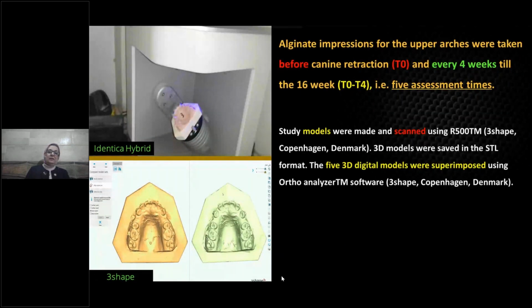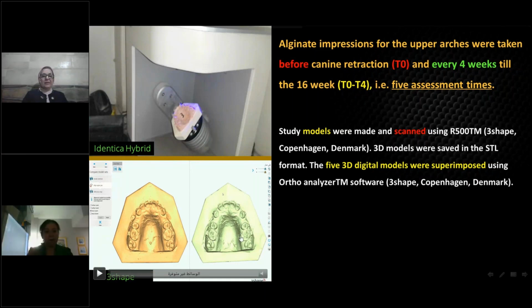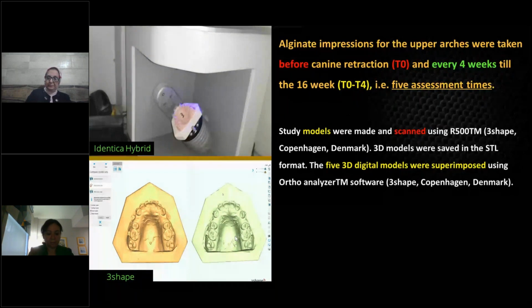Alginate impressions for the upper arches were taken before canine retraction, at treatment 0, the first time, and every 4 weeks till the 16th week, so we have 5 assessment times. Study models were made and scanned using 3Shape. The 3D models were saved in STL format. The 5 3D digital models were superimposed using OrthoAnalyzer software.